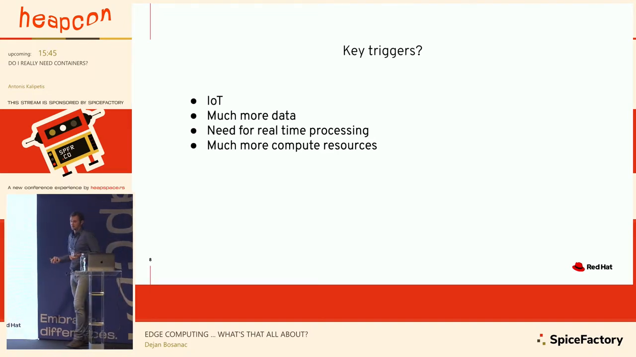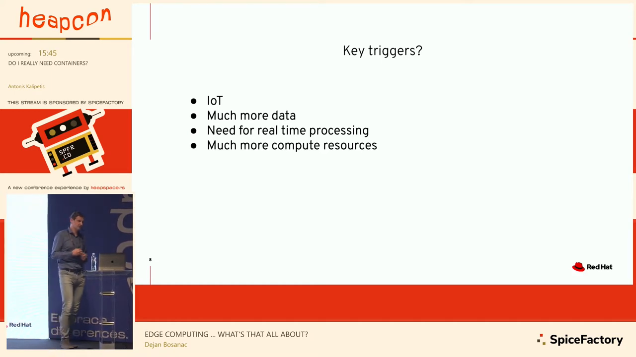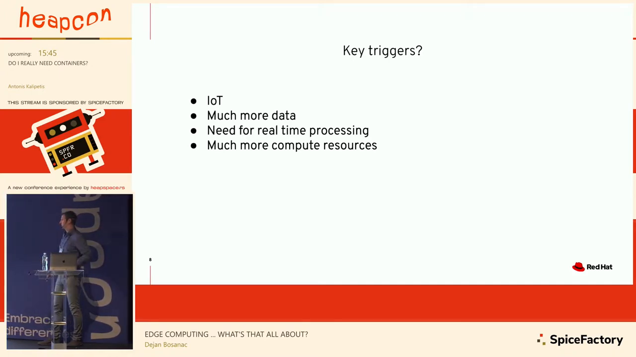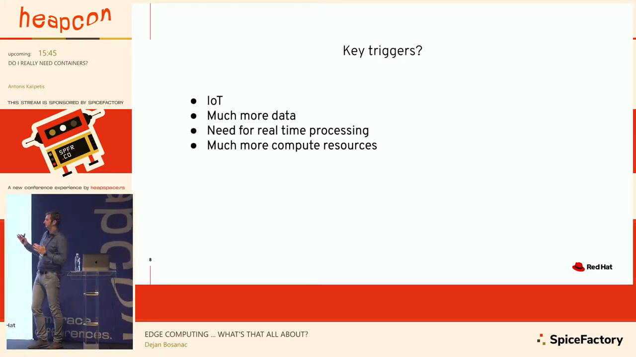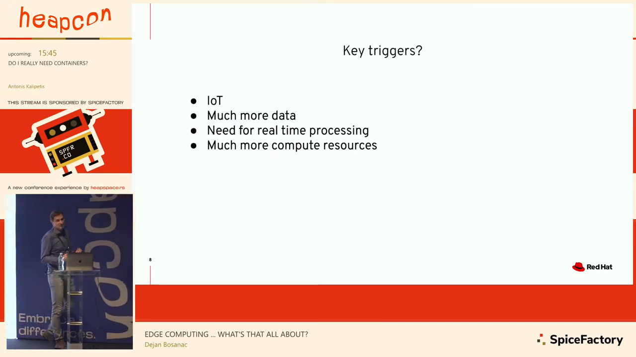So IoT can be seen as one of the main triggers for edge computing as well, right? We'll cover all these topics in a little bit more detail as we go forward. But these are what can be seen as key triggers for edge computing.